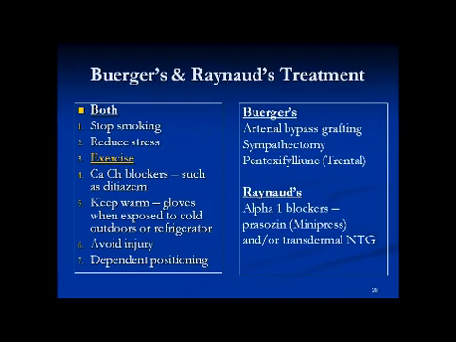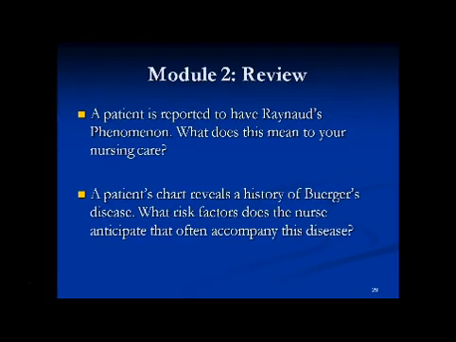So with Berger's, maybe if it is causing damage where maybe they're having necrosis, they may need to do some arterial bypass grafting or use different medications or different procedures to keep the blood flow. So the Trental similar to peripheral occlusion. With Raynaud's, you can use the Minipress or transdermal nitroglycerin because that's going to help to open those surface occlusions and dilate the arterial vasculature.